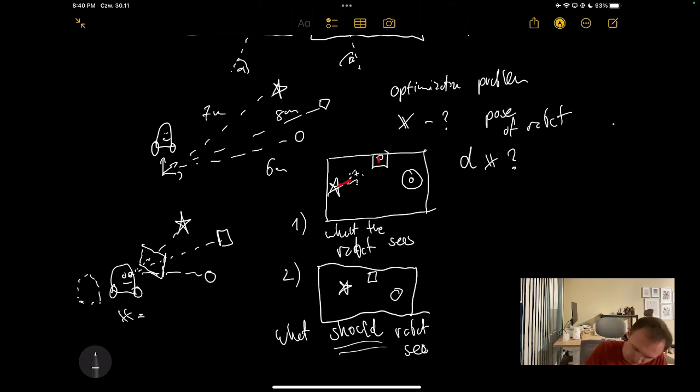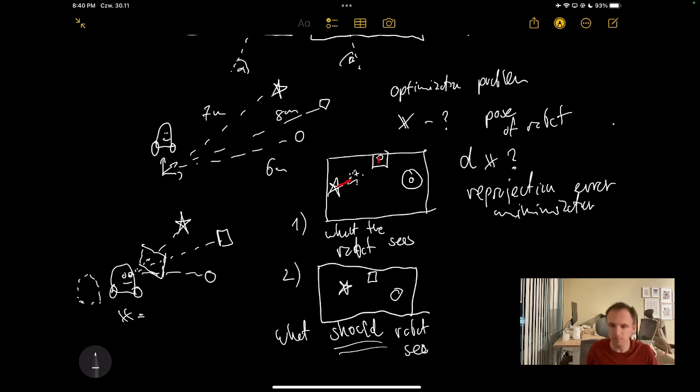And this minimization of reprojection error, so we're going to do this in order to figure out what's the true pose. Whatever pose minimizes this reprojection error is going to be our true pose. So this is the general idea of the SLAM.